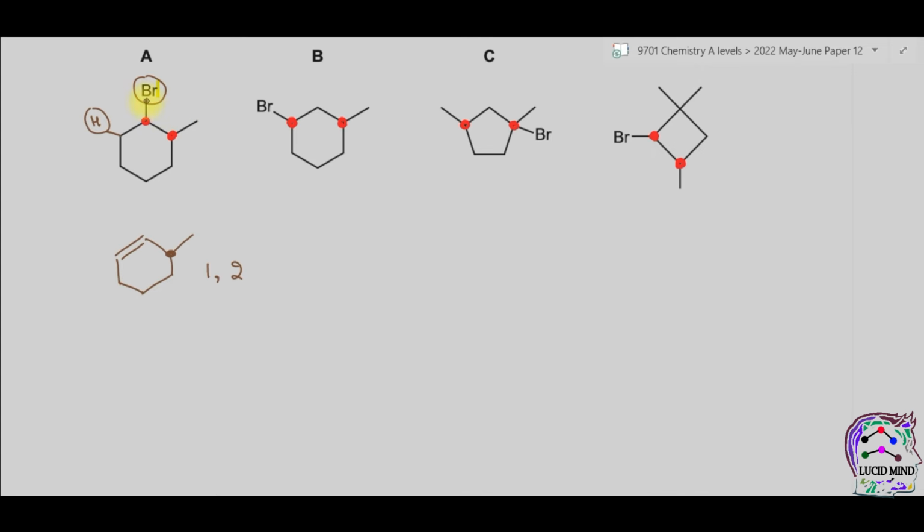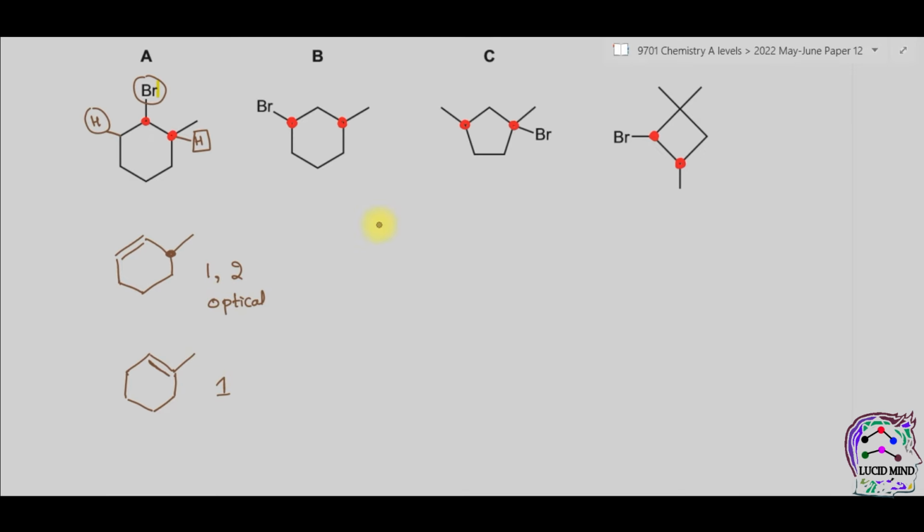What happens if I remove bromine along with hydrogen atom from this carbon? Then the double bond will be between these two carbons. So the structure will be like this. Now we have a double bond between these two carbon atoms, and now this carbon is not chiral anymore because it is making a double bond. So in total we have 1, 2 and 3 isomers, out of which 2 isomers are optical isomers.